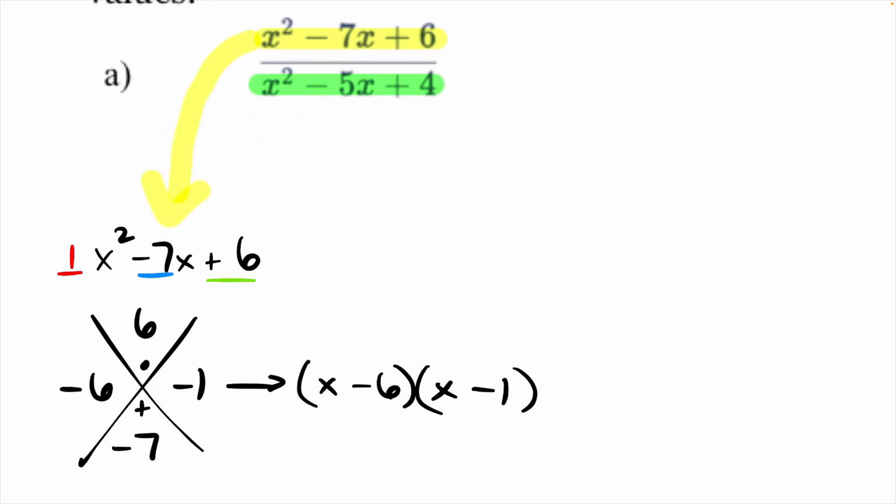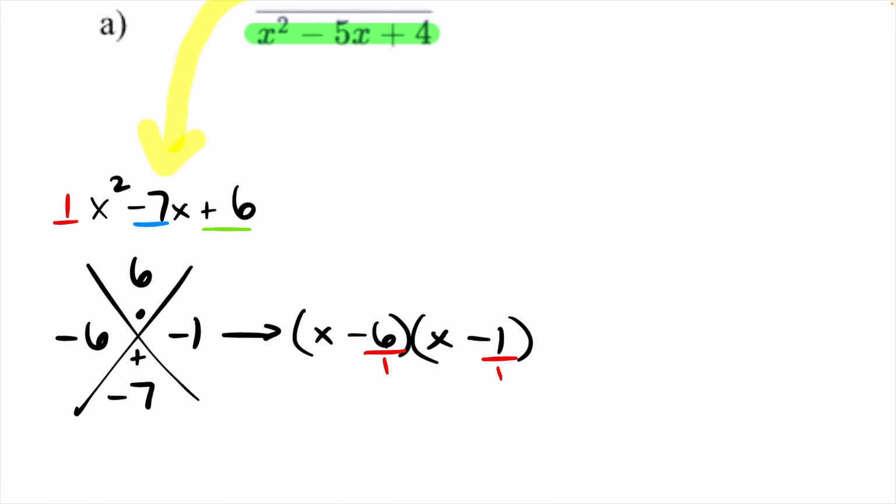Step 4, or forgot step 3, bottoms up. Divide by a. A was 1. So we had x minus 6 and x minus 1. Are any of those difference of squares? No, they don't have the correct powers, right? X minus 1 is close, but doesn't have the right power. So we're done simplifying them.